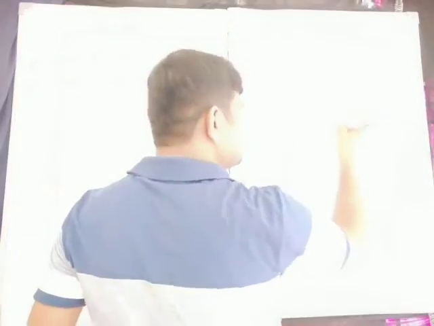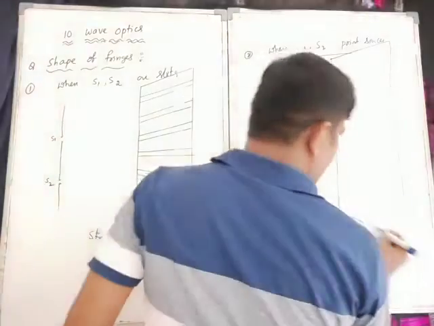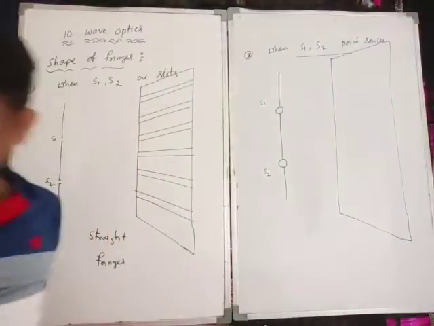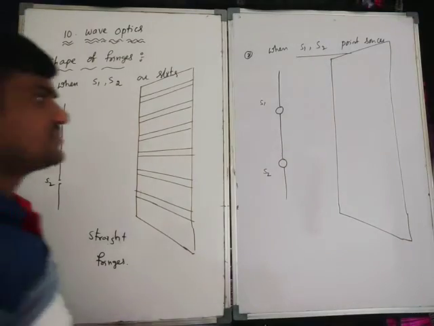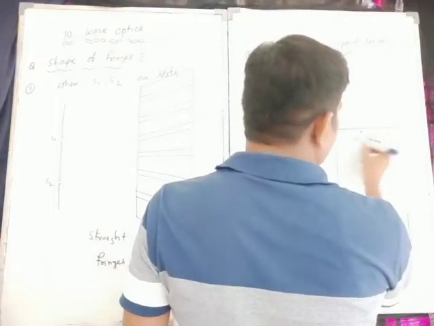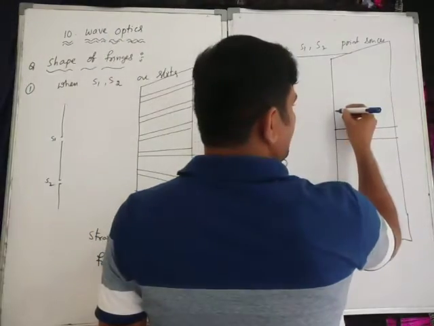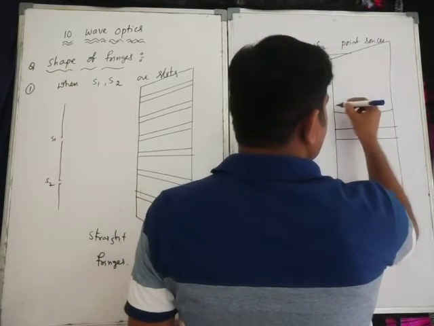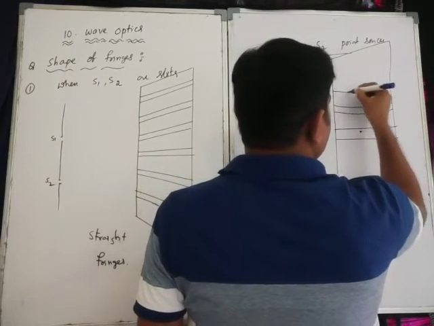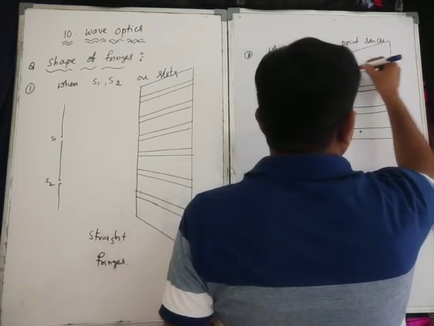So now we will consider the screen. How will the shape come? Right, the central bright is like that, and here a hyperbola shape can form.